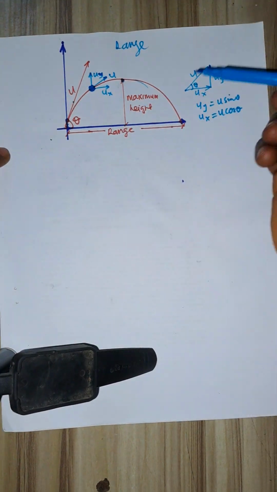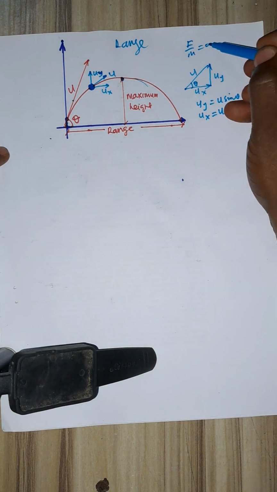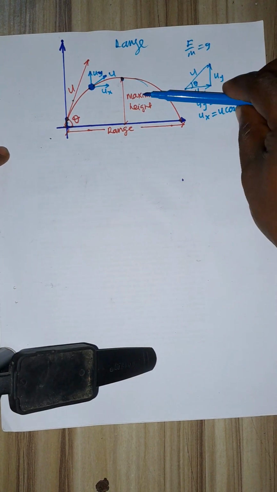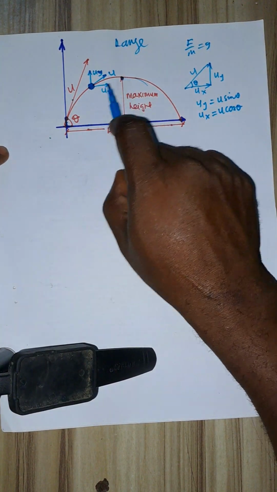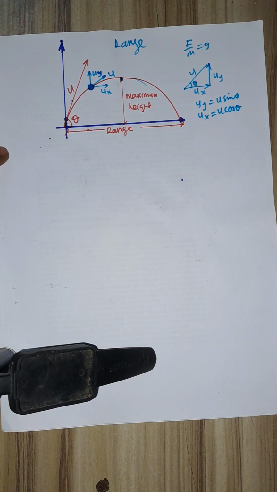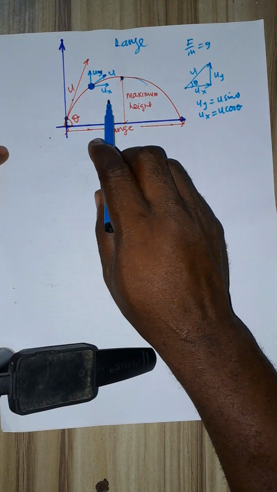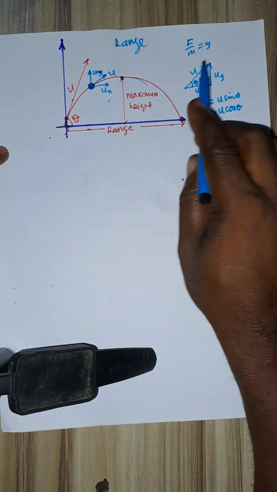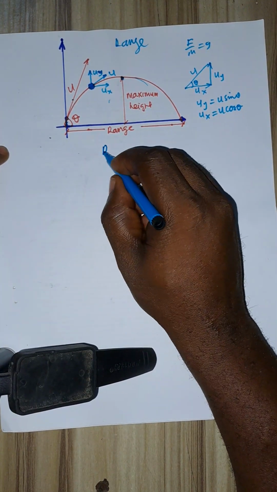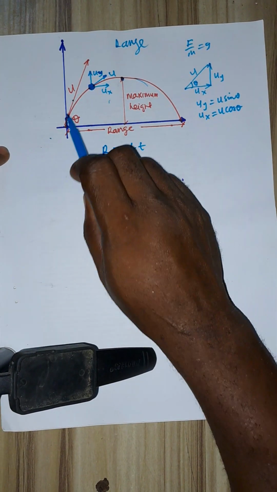Now, because the Earth's gravitational field intensity, F over m, which is g, does not act horizontally, the horizontal component of the velocity remains the same throughout the flight. What changes is the vertical component, because it is acted upon by the Earth's gravitational field intensity, otherwise known as the acceleration due to gravity. Since gravity doesn't affect the horizontal component, the range R is simply velocity times time of flight.